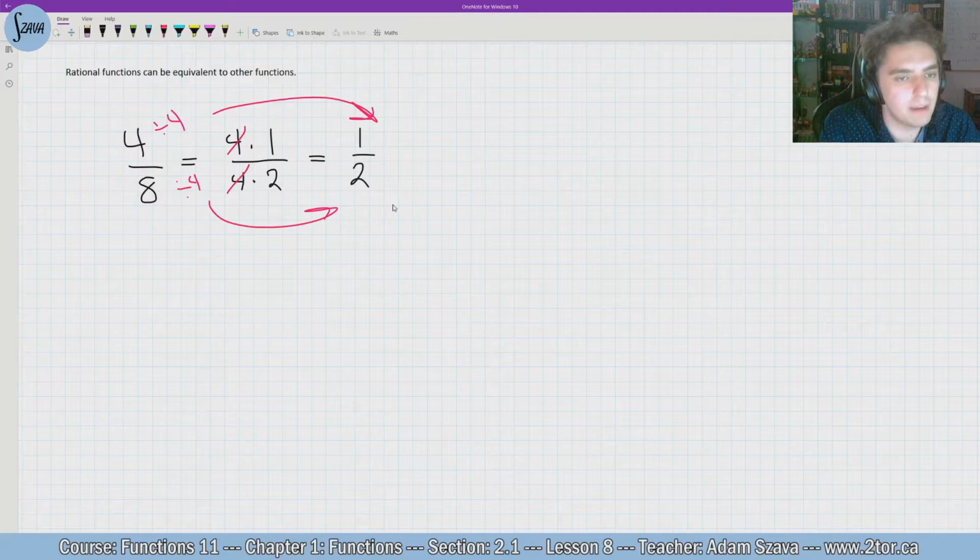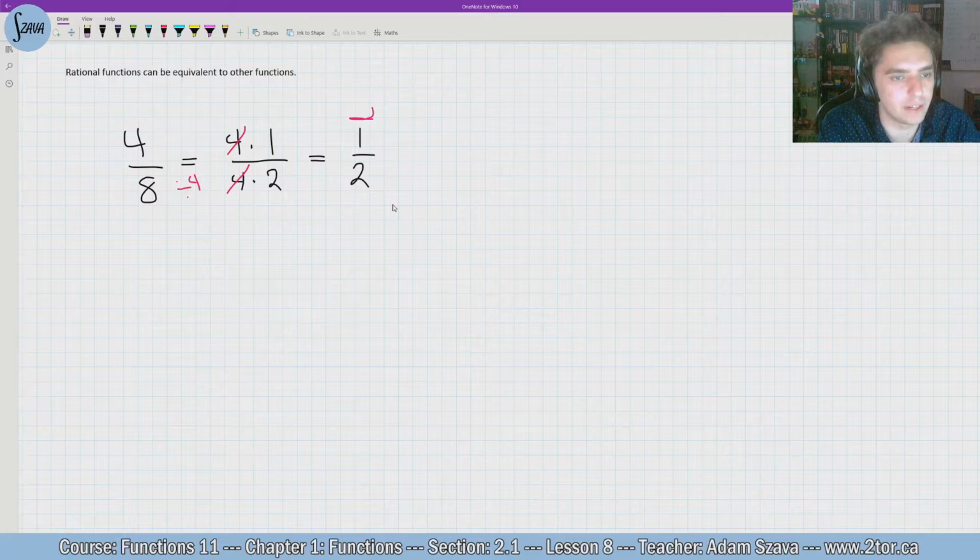So you're allowed to divide by 4 because you're taking out a factor of 4. Essentially, you're doing this. You're taking out this 4, so it's essentially dividing 4 by 4, you get 1, so it's 4 times 1. And 8 divided by 4 is 2, so 4 times 2 is 8. But why are we allowed to cancel?